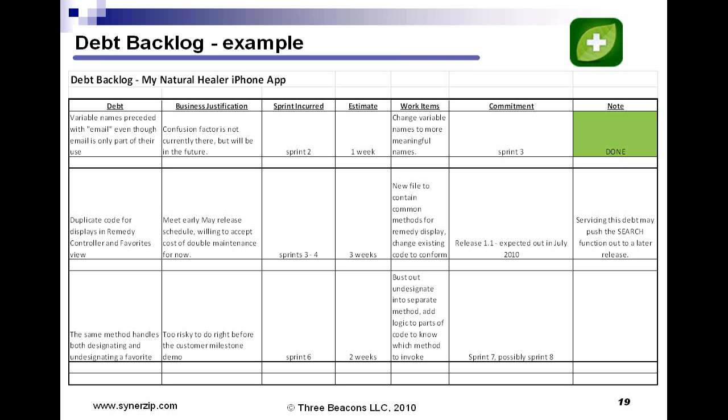The business justification was that we did not notice it until right before a customer milestone. The demo was coming up, so it was a little too risky to refactor and recode it right then. So we agreed that the debt was incurred in sprint 6. Our estimate for fixing that was about 2 weeks. It turned out it was only 3 or 4 days, so it wasn't very bad.